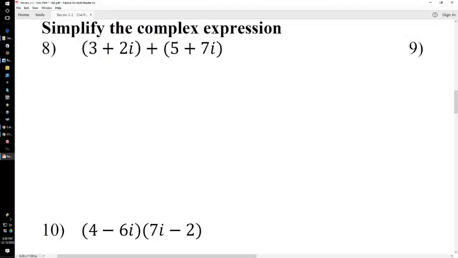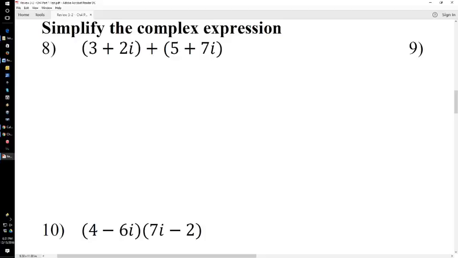All right, for 8, 9, and 10, simplifying the complex expression, we treat these just like we would variables. It's just like adding, subtracting, and multiplying binomials with x's in there, with one slight difference that we won't see until we get to number 10. So starting here, when we're adding two binomials, you'll notice we really don't even need this plus sign right here. It's not even needed, so the parentheses aren't even needed. We can just start combining things.